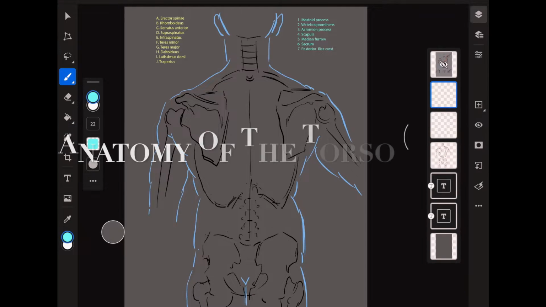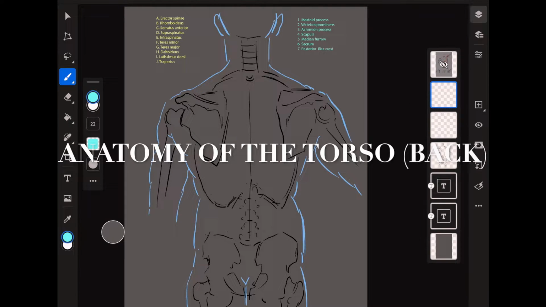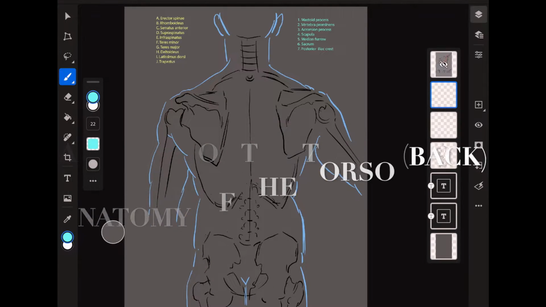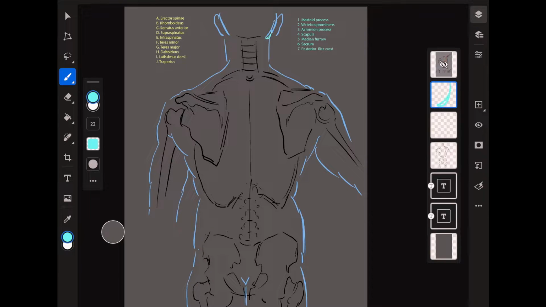Okay, now let's talk about the anatomy of the torso from the back. Let's start off with our landmarks, the first of which is the mastoid process. So that's going to be little bumps right behind the ears, here and here, your mastoid process. We talked about them because they're responsible for the origin point of the sternocleidomastoideus. That's number one.